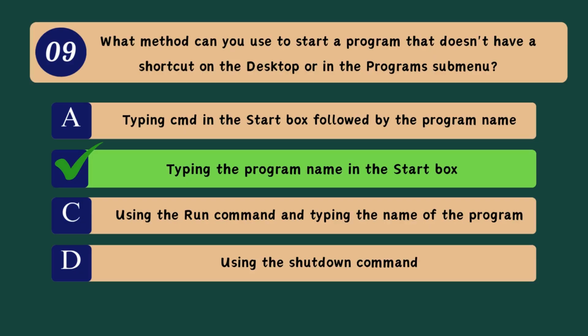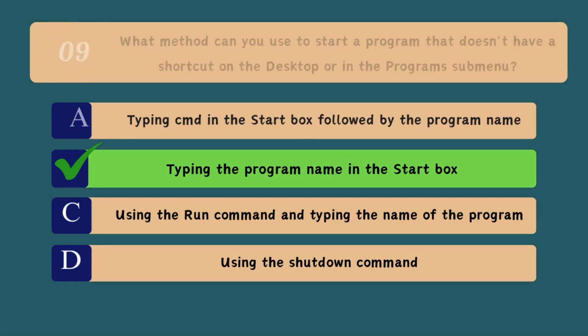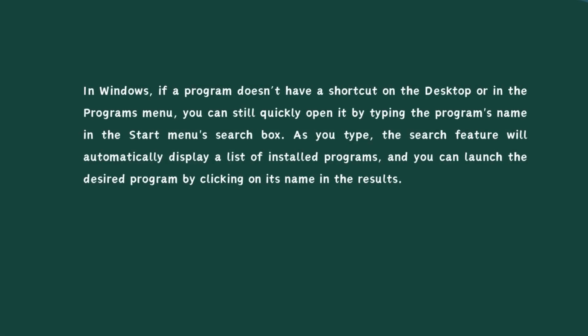Correct answer: B. Typing the program name in the start box. In Windows, if a program doesn't have a shortcut on the desktop or in the program's menu, you can still quickly open it by typing the program's name in the Start menu's search box. As you type, the search feature will automatically display a list of installed programs, and you can launch the desired program by clicking on its name in the results.